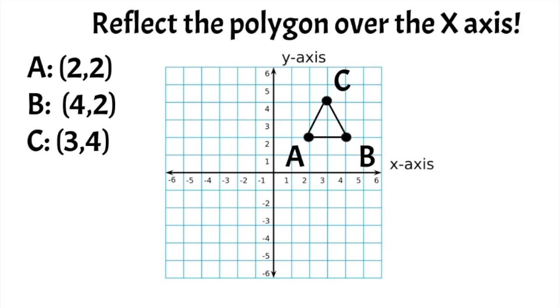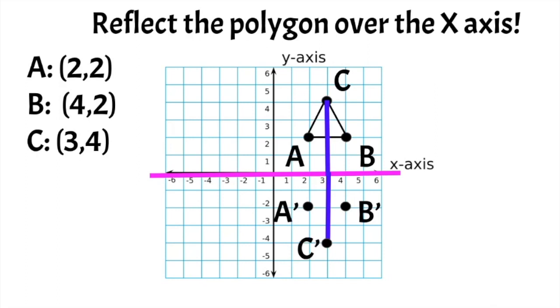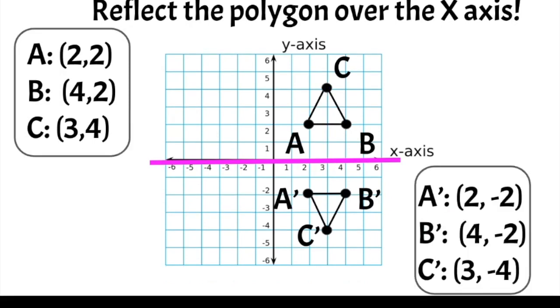Let's first reflect the polygon over the x-axis to see what that looks like. The x-axis is the horizontal line. Then see how far the point A is to the x-axis. Go the same distance on the other side. Then see how far B is, and go on the other side. Then see how many units C is away from the x-axis, and go away from the x-axis on the other side the same units. When you're done, connect all the dots and see your polygon.